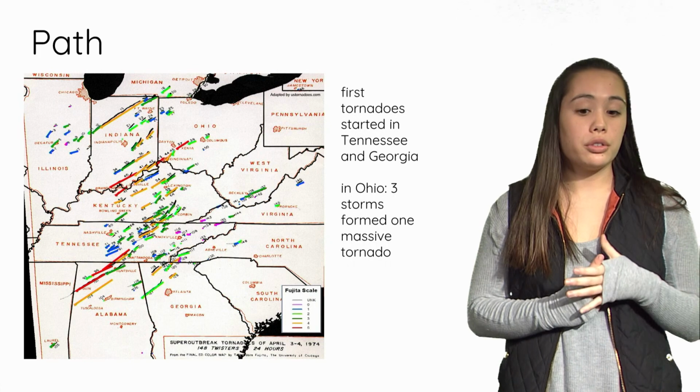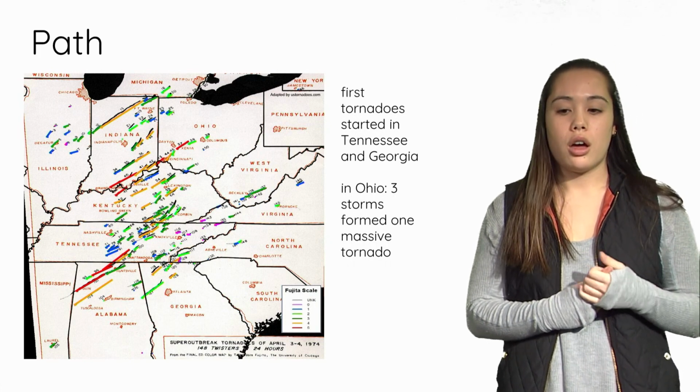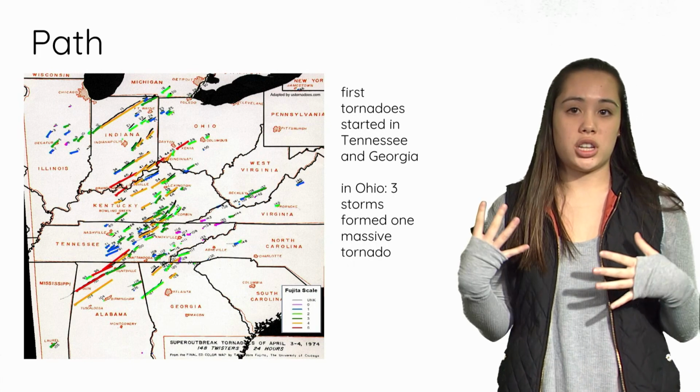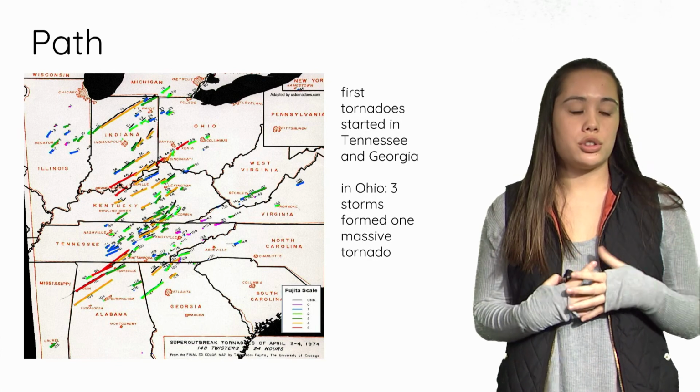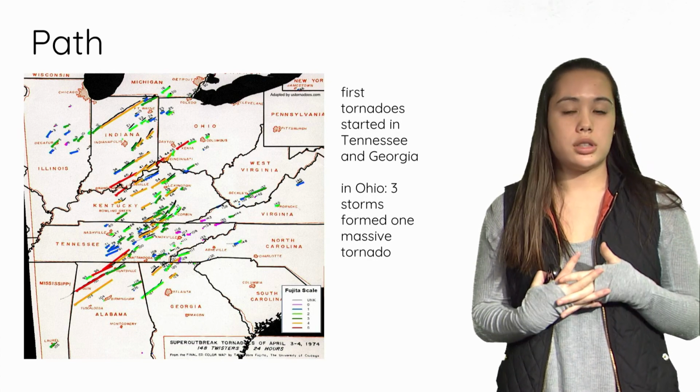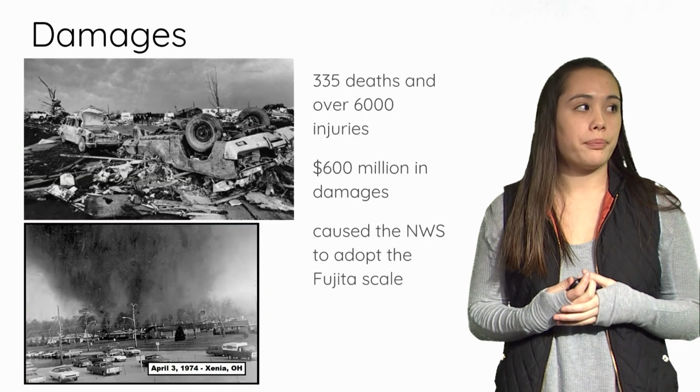And one cool fact about this is in Ohio, 3 storms actually merged into one and created a huge tornado, and it was the worst tornado in the entire outbreak.